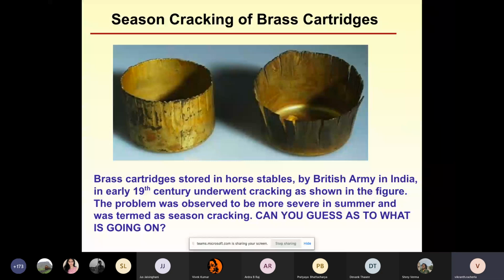So even though this was colloquially called seasonal cracking, this kind of a failure is called stress corrosion cracking. Corrosion is leading to reduction in the stress intensity factor or the strength of the material, and the residual stresses are basically cracking it open. This is called stress corrosion cracking.